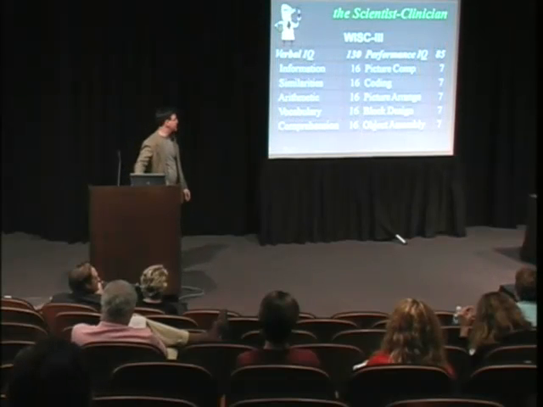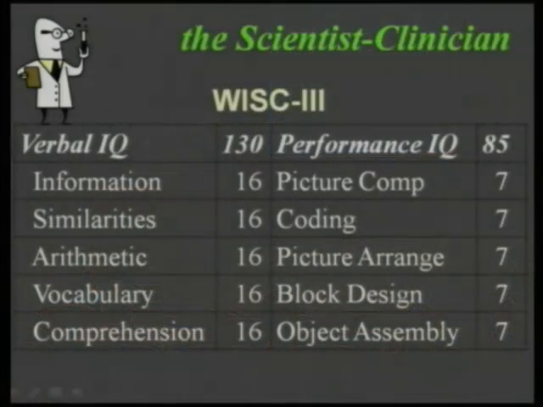Now, we can get more specific than that. Is this person's profile, which you would never see anyway, where it's 130, 85, and let's say they scored identically, all 7s over there, all 16s here, the same as this person, where their verbal IQ is 130, their performance IQ is 85, but let's look at what's going on in here.